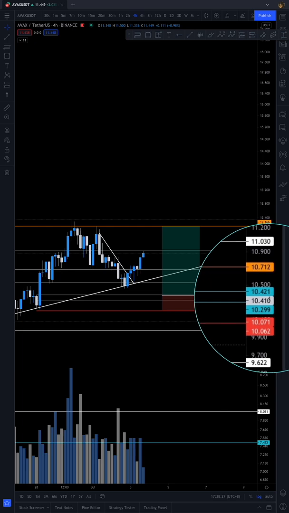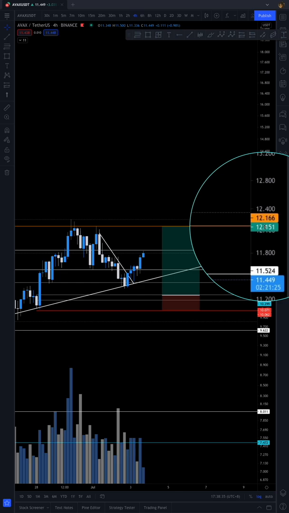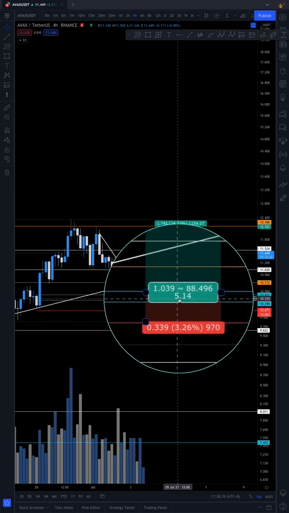If you take the trade at this level, you're going to have a stop loss of 3% and a take profit target of 16% at 12.15. Now, I don't know about you, but a 5-to-1 risk to reward ratio sounds pretty good to me.